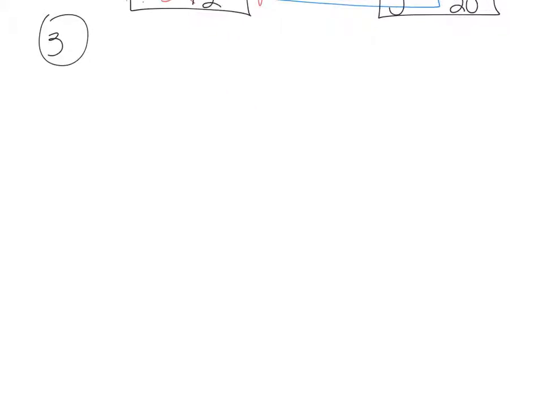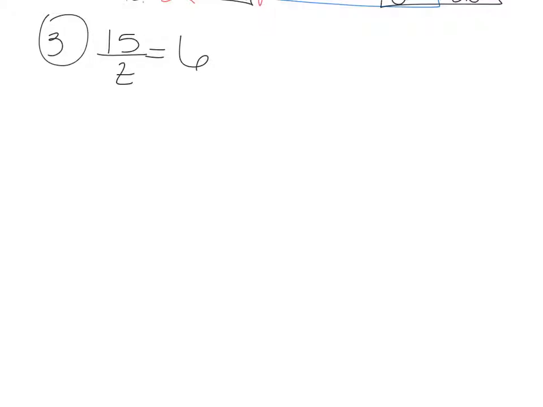Number 3. 15 over z equals 6. Okay, is this a proportion? No, I don't have 2 fractions that equal each other. That's just a 6. Could I make it 2 fractions? Right, I could say 6 over 1. That means the same thing. Now I do have 2 fractions set equal to each other, and then I can multiply up and across. So I have 6z equals 1 times 15, just gives me 15.